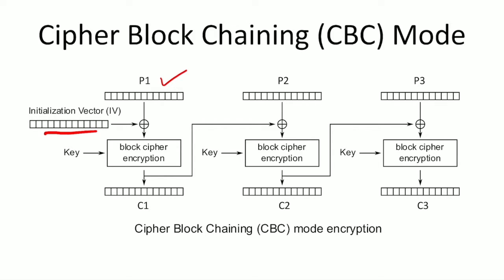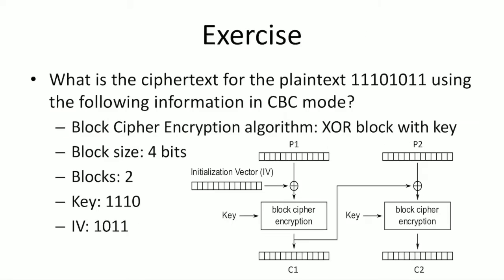Once the symmetric key is exchanged, the initialization vector can be exchanged by encrypting it using block cipher in ECB mode, which we just talked about. So pause here and find out the ciphertext for this plaintext using CBC mode, assuming the following information about the block cipher: block size, number of blocks, key, and initialization vector.